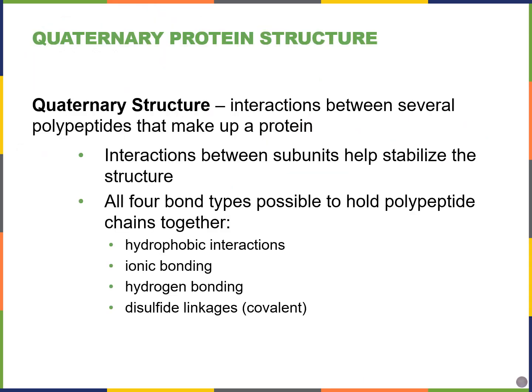All right, our last level of protein structure is quaternary structure. Not all proteins have quaternary structure. You only see quaternary structure when a protein is made of more than one polypeptide, so more than one of those chains of amino acids. To form quaternary structure, those multiple chains of amino acids can interact through all four bond types as well, just like they did in tertiary structure. They can interact through hydrophobic, ionic, hydrogen bonds, or even those covalent bonds.